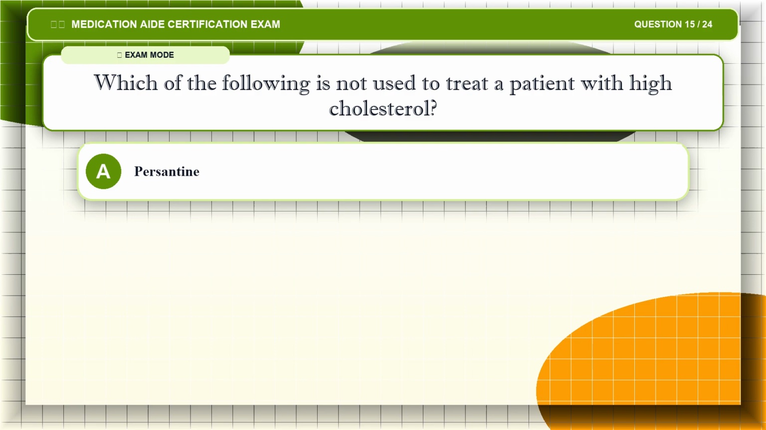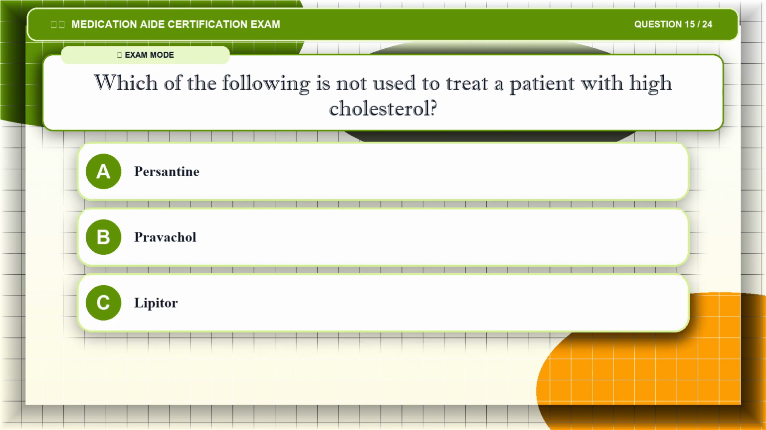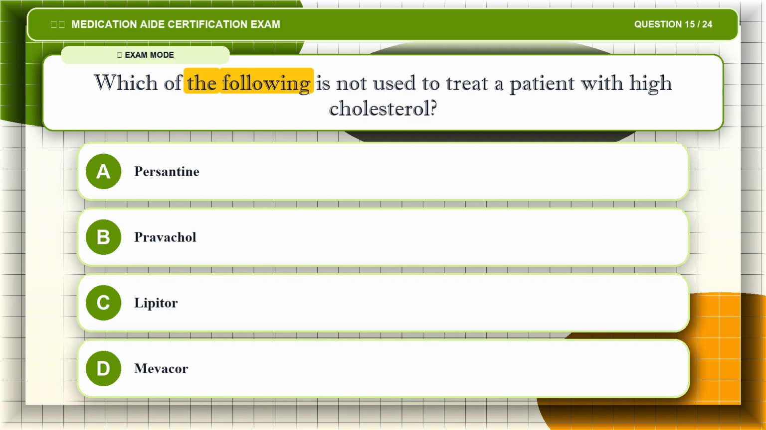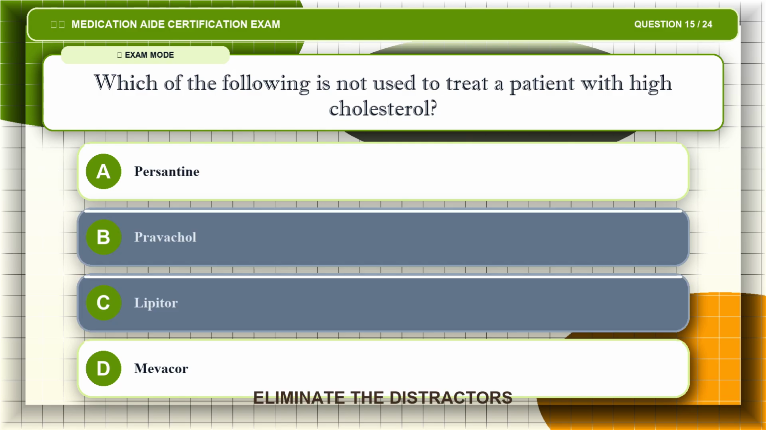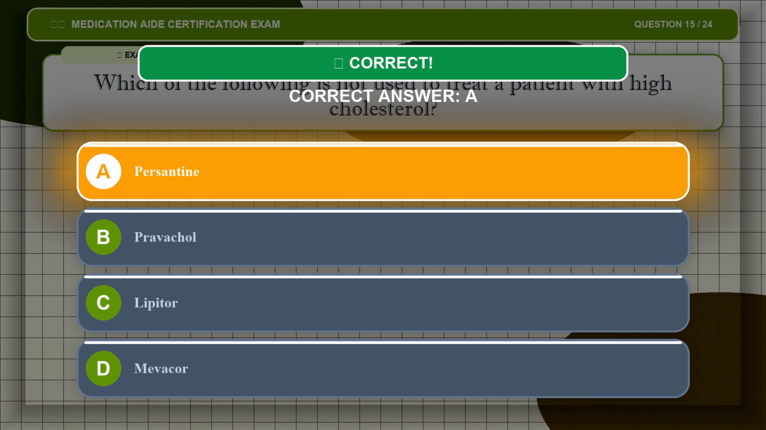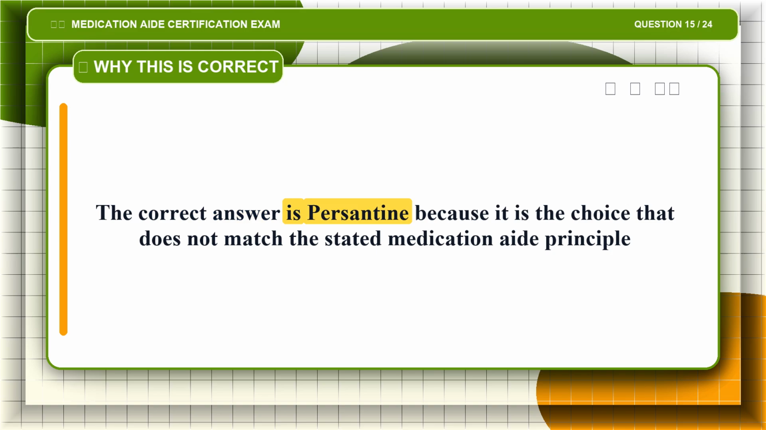Question 15. Which of the following is not used to treat a patient with high cholesterol? Option A, percentin. Option B, Pravachol. Option C, Lipitor. Option D, Mevacor. The correct answer is option A, percentin, because it is a choice that does not match the stated medication aid principle.